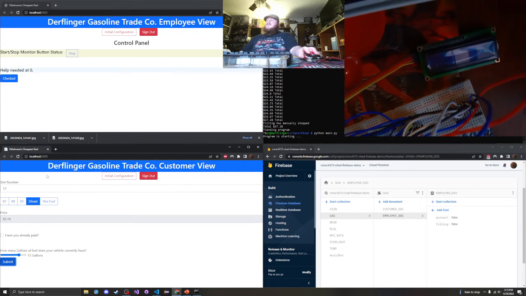And so let's actually change the slot number to 13. Now let's change it to 12. And let's do flex fuel, which is $3.10 per gallon. Have I already paid? Yes. How many gallons does my vehicle currently have? Let's top it off. All right, so let's submit that.